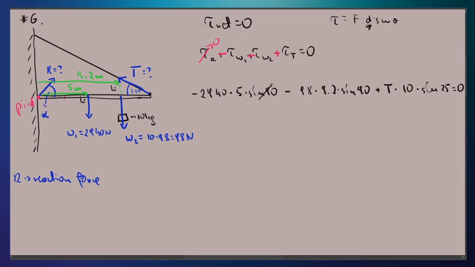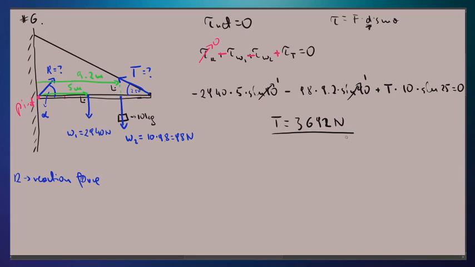So sine of 90 is 1, and then when I run this through, I can easily calculate T. T equals, let's see what that's going to be. I get 3691 newtons for tension. It's actually 3692 newtons. So that's tension. All right, so that's half the problem.